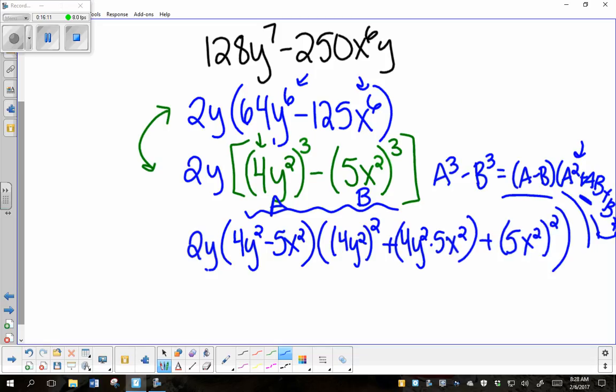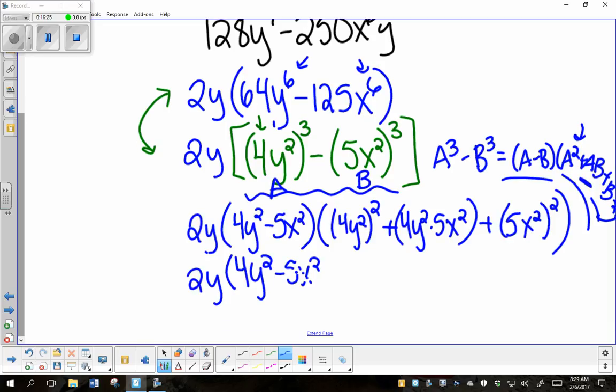Oh goodness, all right, this is humongous. Let's go ahead and simplify it a little bit. I've got my 2y sitting out front, that's the same. This first set of parentheses is fine: 4y squared minus 5x squared.